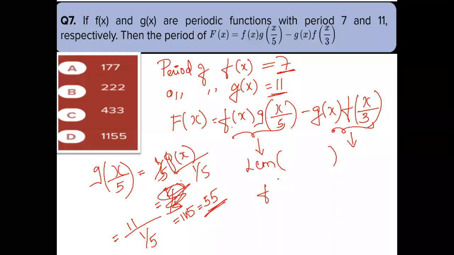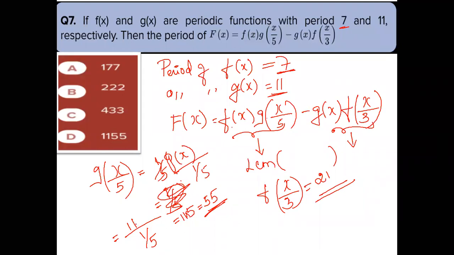So now can you tell me what will be the period of f of x by 3? The period of f of x is 7. Divide by 1 by 3, and you will get 21. Good, Dikshita. The answer is 21, because the period of f of x is 7.